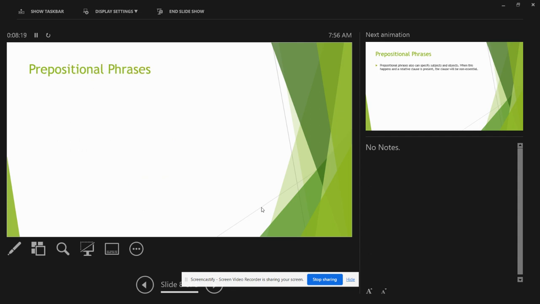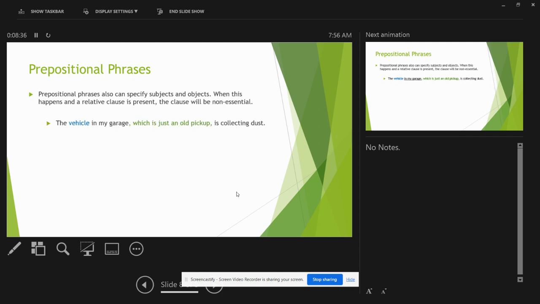Prepositional phrases. So, prepositional phrases also can specify subjects and objects. When this happens and a relative clause is present, the clause will be non-essential. So, for example, "the vehicle in my garage, which is just an old pickup, is collecting dust."